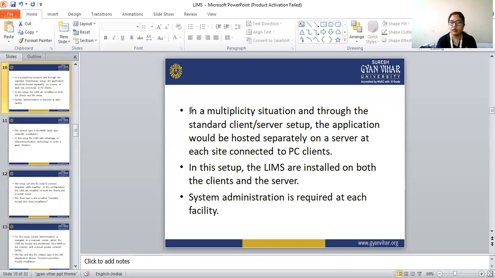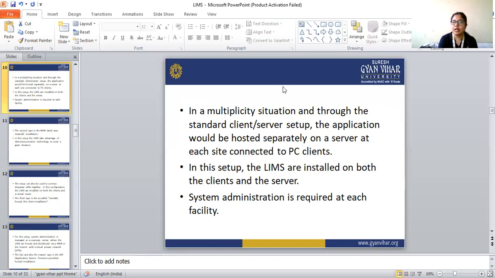In a multiplicity situation, through the standard client server setup, the application would be hosted separately on a server at each site connected to the PC client.